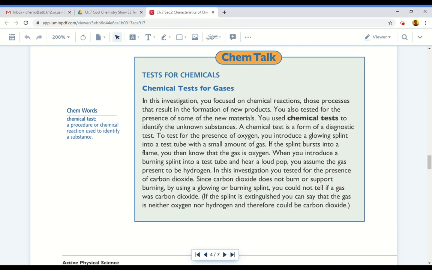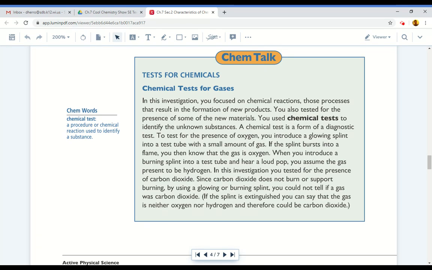To test for the presence of oxygen, you introduce a glowing splint into a test tube with a small amount of gas. If the splint bursts into a flame, then you know that the gas is oxygen. When you introduce a burning splint into a test tube and hear a loud pop, you assume the gas present to be hydrogen. In this investigation, you tested for the presence of carbon dioxide.